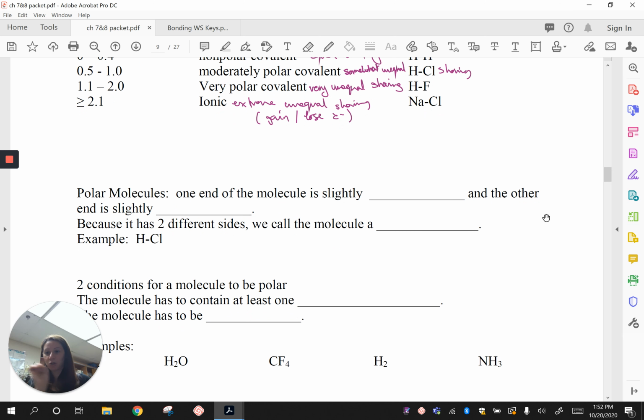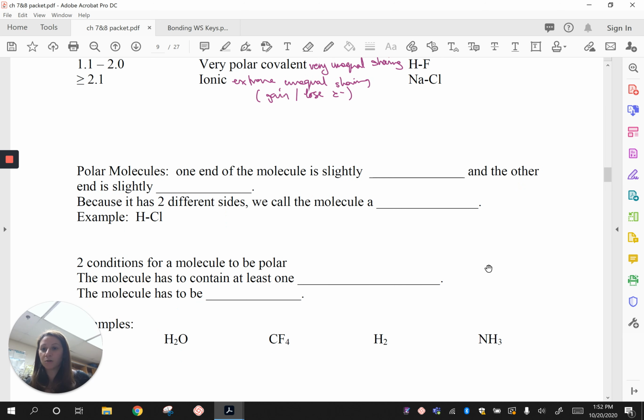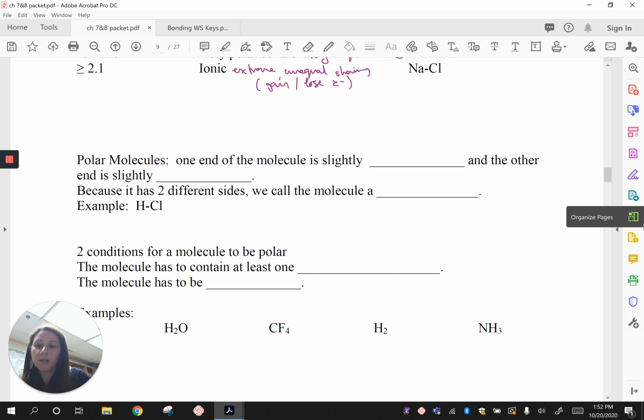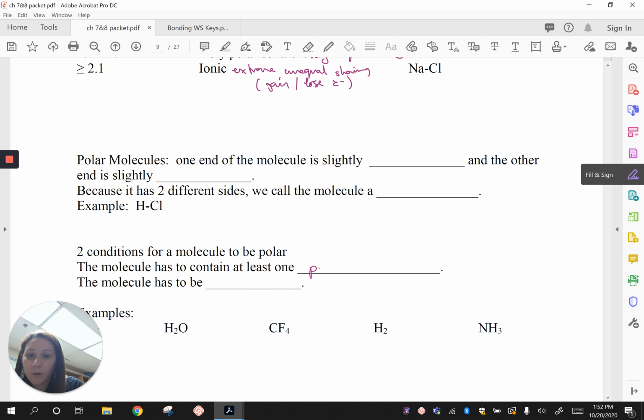Now that's for just a single bond. What if you have a molecule that has more than one bond? So in order for the whole molecule to be polar, that means sided, which means the electrons are in one area of the molecule more than another. You would get a polar molecule, and in order for it to be a polar molecule, you'd have to have at least one polar bond, and that molecule has to be asymmetric. And we're going to talk more about this in a minute.